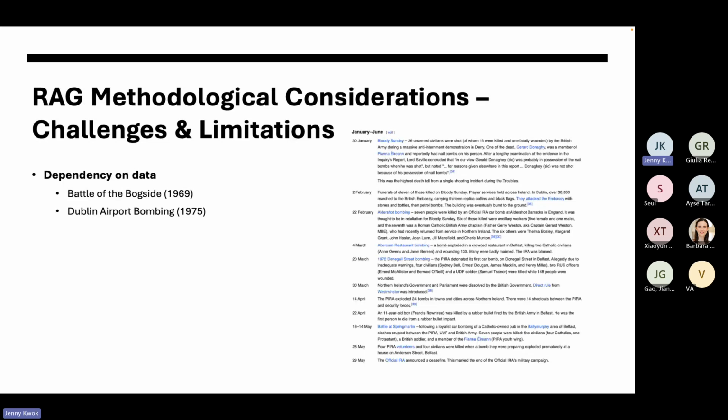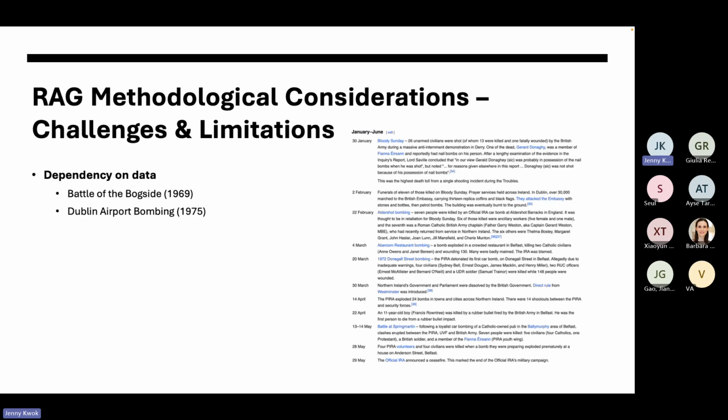So just a very quick word on some methodological challenges and considerations. First of all, something like RAG, just like training any other models and interacting with any models, is highly dependent on the data that we have. And data, as we all know, cannot be perfect. We can only try our best to be perfect. I'm saying this because we notice that there are key events identified on Cain, whereas from what we know, the Troubles is filled with multiple mini bombings in different areas.